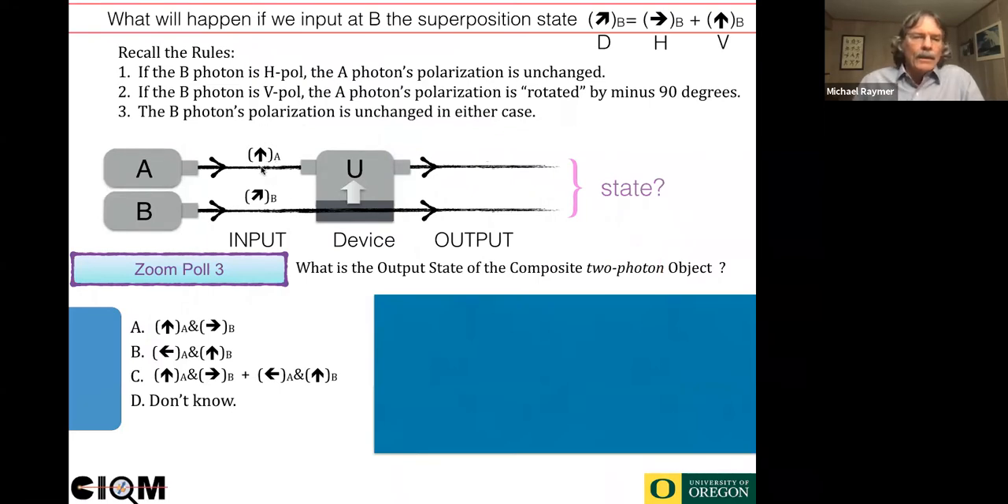Okay, let's consider what would happen now if Alice's photon is vertical and Bob's photon is in the diagonal state, and it goes through the same device. So let me run a poll here, number 3.